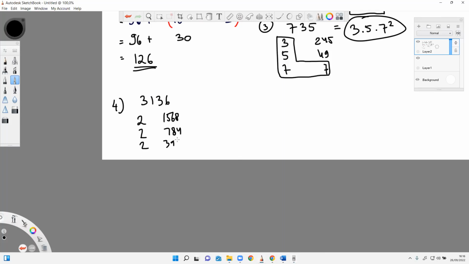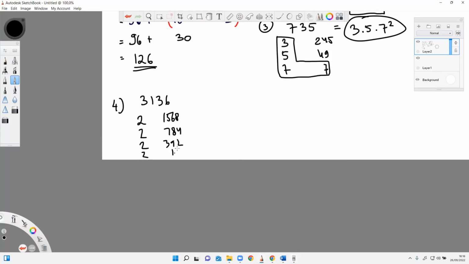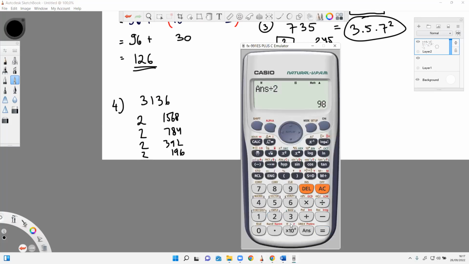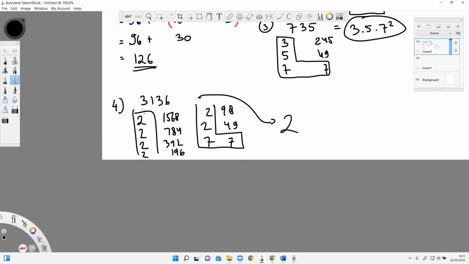392 can be divided further by 2, right? 196. Okay, I don't have enough space, so you can do it on the right side. You divide by 2 also, 98. Then divide by 2, 49, and we get the answer 7, 7. So continuing like this, we know that it is 2 to the power of 6 times 7 to the power of 2. Okay, this is the answer, by the way.